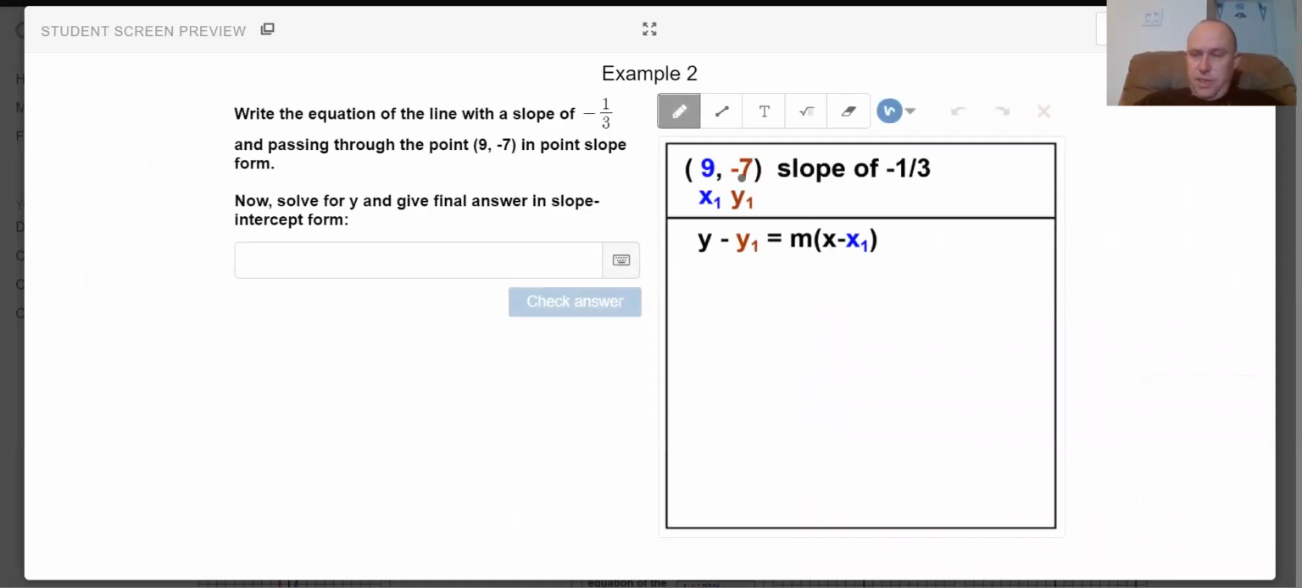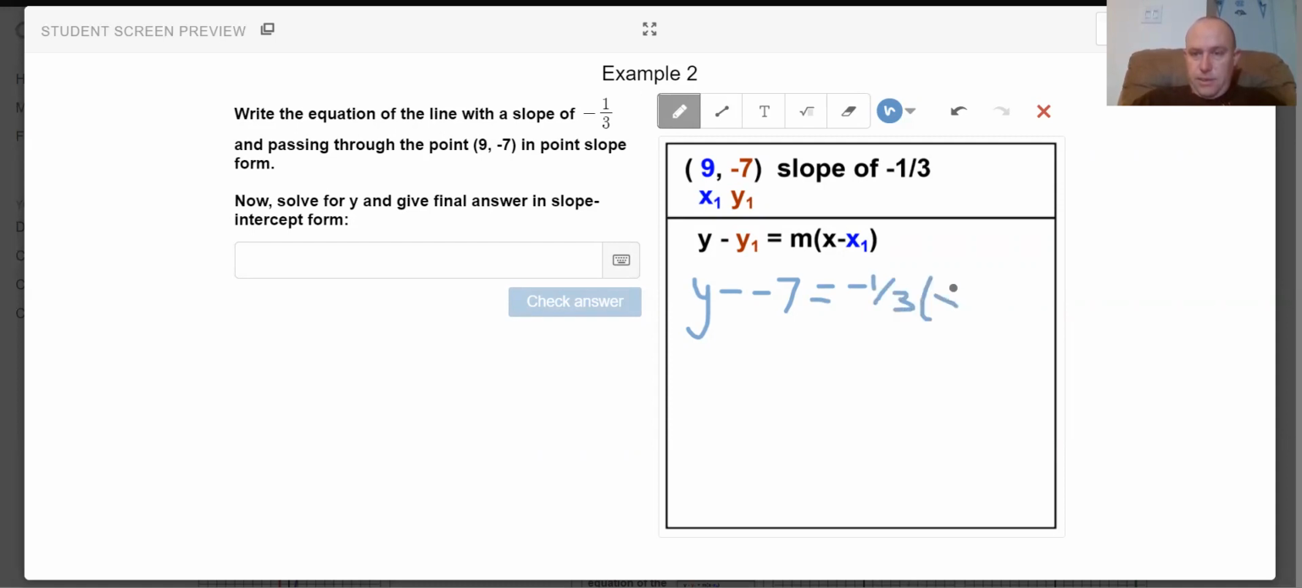Now for our second question, same sort of thing. Here's the point, here's the slope. I've already labeled my coordinate and I've already written down my formula. So I'm going to go ahead and start substituting in. y1, it says, is negative 7, so I need my two negatives here. And my slope is negative 1/3.